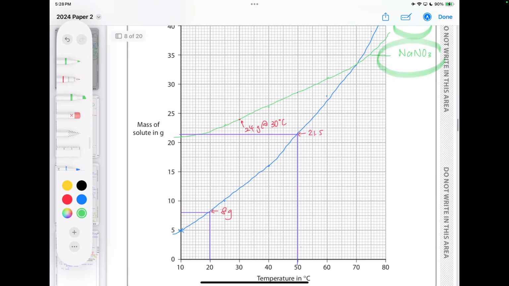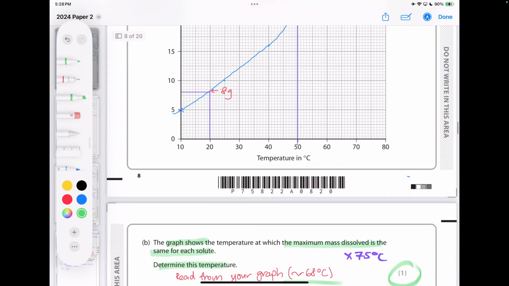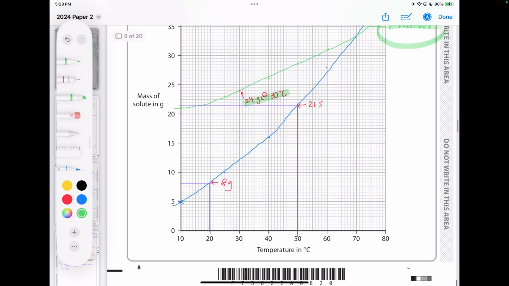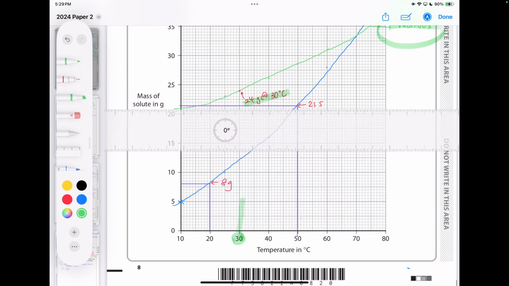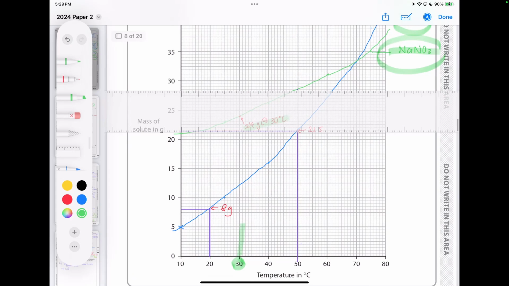So we are looking at 30 degrees, sodium nitrate. So we go up, and sodium nitrate would be the green line. At 30 degrees, you will definitely put your ruler over here. Like this, you will place your ruler at 30 degrees, you will read across, and that will give us about 24 gram of water. 24 gram of sodium nitrate can dissolve at 30 degrees Celsius.